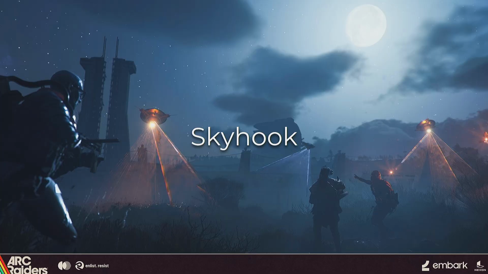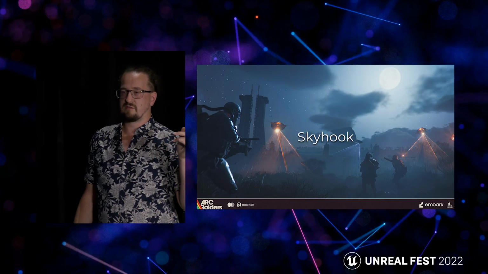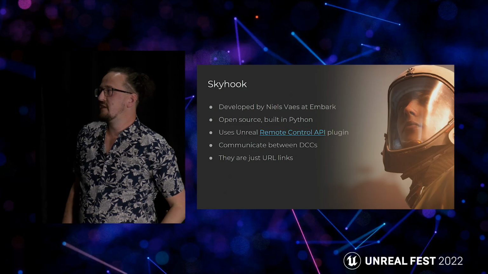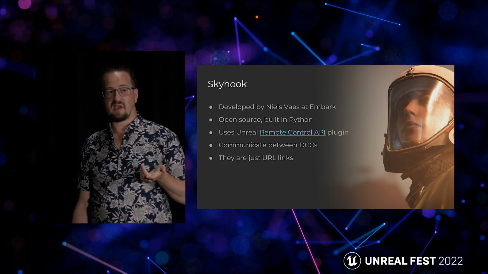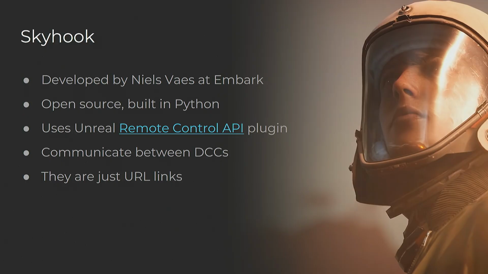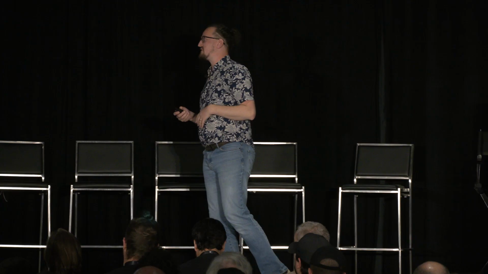And now I'm going to jump out a bit into going back into that ecosystem, how we connect things. So we have a tool at Embark called Skyhook, which Niels Vest developed. It's built in Python. It's open source. You can get it from our GitHub right now if you want. In Unreal, it uses the remote control API. And it basically is just a little simple layer that communicates between apps. They're just URL links that take parameters.